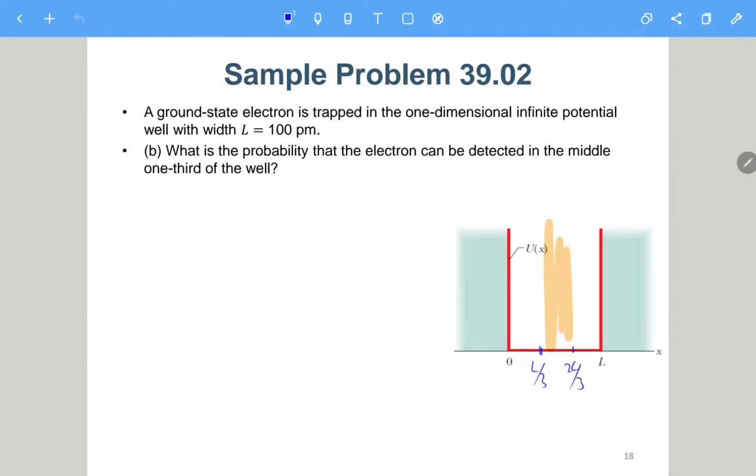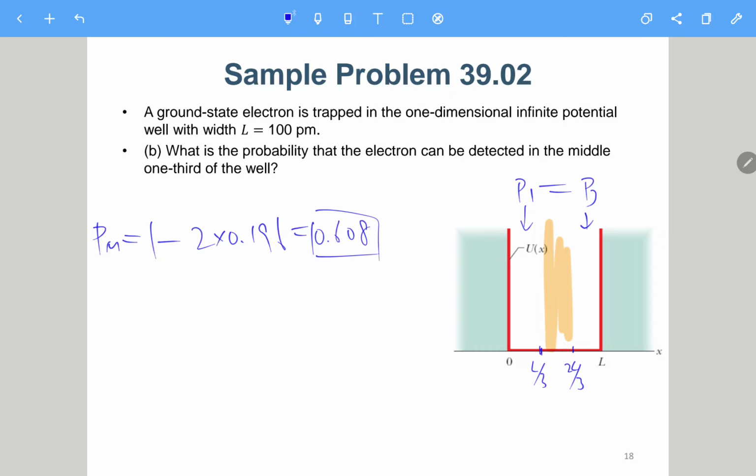But actually, this well is symmetric, which means that P1 here equals P3 here. So you can calculate this probability to be PM equals 1 minus 2 times 0.196, because P1 is 0.196 and P3 is also 0.196. So 1 minus these two values will be the probability in the middle part. This one is 0.608, so almost 3/5 probability to be in the middle part.